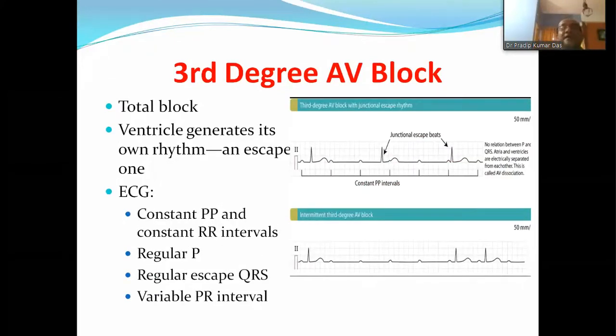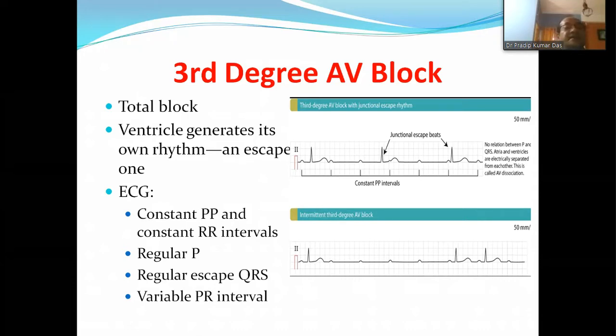In case of third degree AV block, it is a total transmission block. The AV node will not transmit, and the atria will generate its impulse and contract in its own way, and the ventricle will generate its escape rhythm for the survival of life. So there will be a total dissociation of the atria and ventricle.